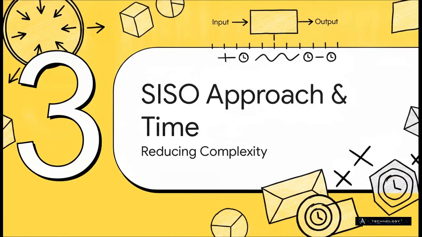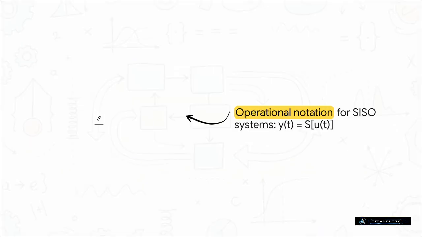Which brings us to section 3, the SISO approach in time. This is all about reducing complexity, filtering our scope down even more to make things actually manageable. The real world is full of MIMO systems, multiple input, multiple output. Think about flying a helicopter. You've got all these multiple controls affecting multiple axes of flight, all at the exact same time. It gets incredibly complex really fast.